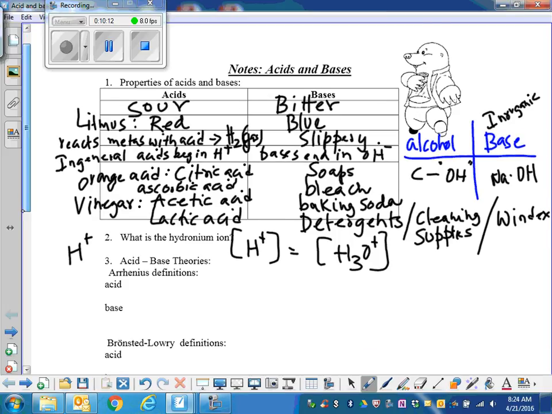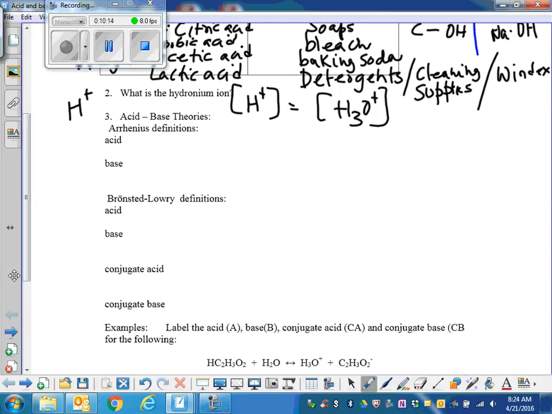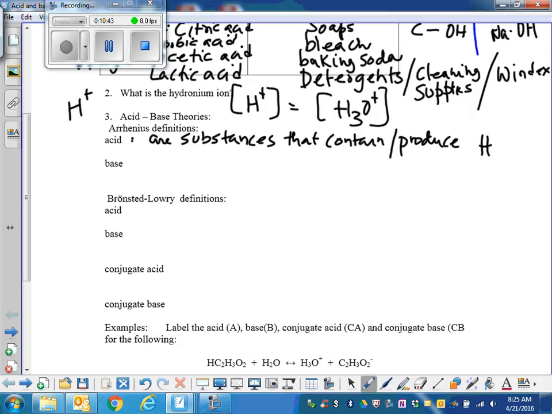So, what are these substances that are acids? Now, people have realized that things that are sour are acids, and they've been studying this for a very long time. Arrhenius was the first scientist to come up with the definition of an acid. He said acids are substances that contain or produce a hydrogen plus or a hydronium plus ion. All right? A hydrogen or a hydronium.